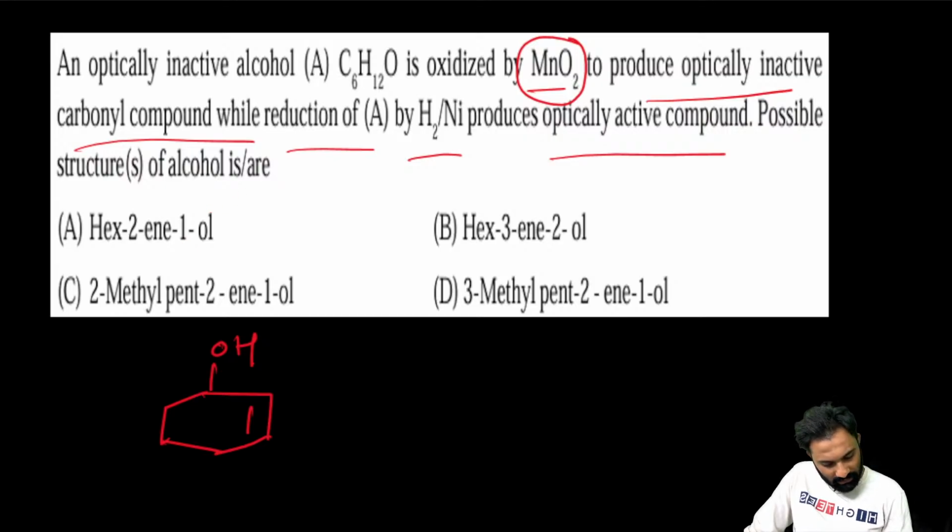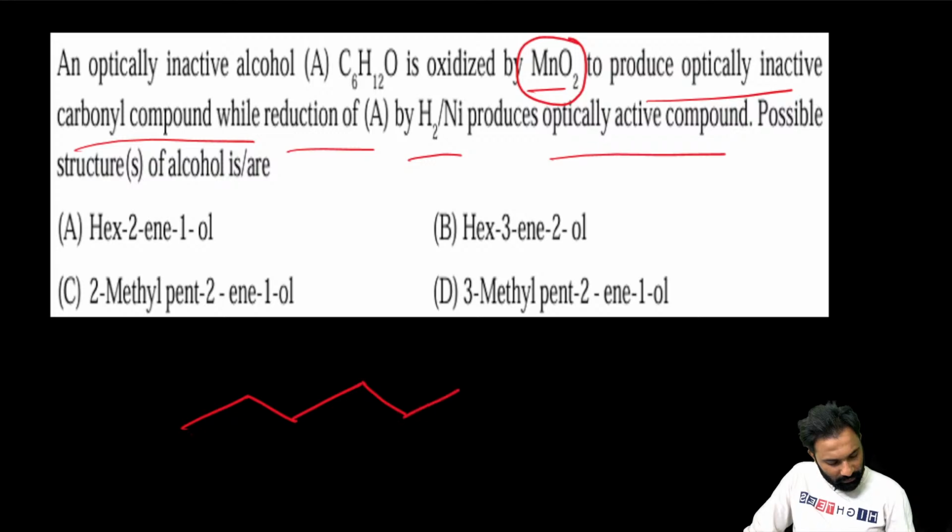If it is not cyclic, then if you take it as 2-en-1-ol, right? 1, 2, 3, 4, 5, 6, and this is the alcohol. Now it will oxidize only selectively. Now hexene: 1, 2, 3, 4, 5, 6, and it is an alcohol.